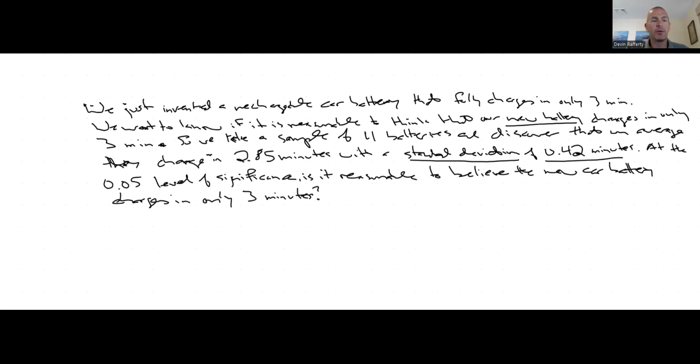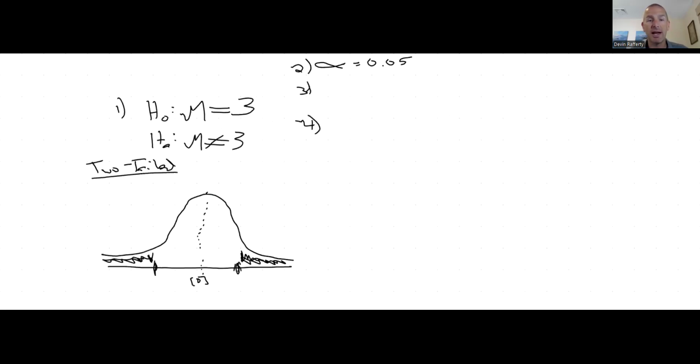So we have to choose our test statistic formula. Do I know the population standard deviation? Yes, I do. So my test statistic formula, my t-stat, is going to be equal to x bar minus mu over sigma divided by the square root of n. Okay.